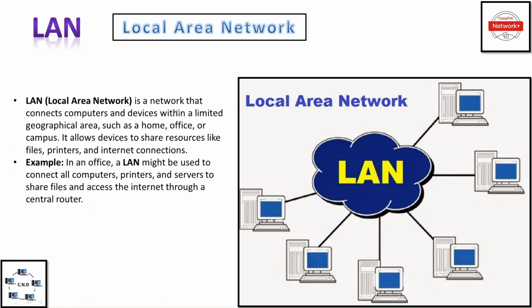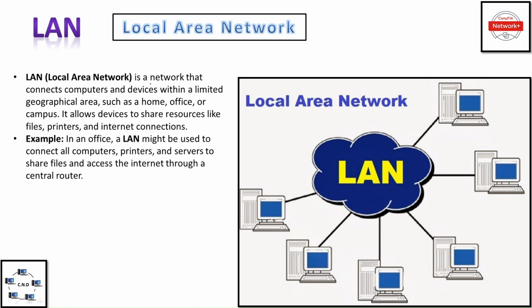LAN, that is local area network. So LAN, or local area network, is a network that connects computers and devices within a limited geographical area such as home, office, or campus. It allows devices to share resources like files, printers, and internet connections. For example, in an office, a LAN might be used to connect all computers, printers, and servers to share files and access the internet through a central router.